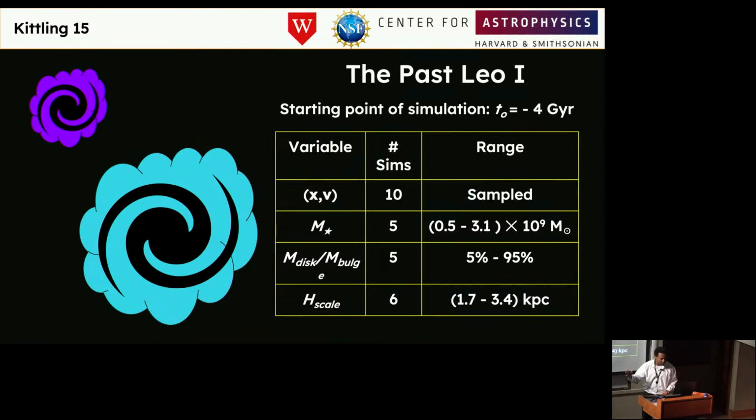So we have 5 simulations on that. And we also have 6 simulations where we varied the actual disk size. So we have 3 where the disk size is varied in a disk dominated system, and 3 where the disk size is varied in a bulge dominated system.